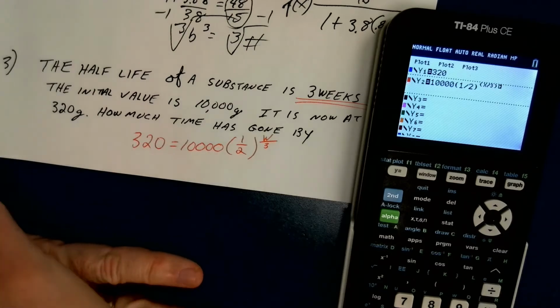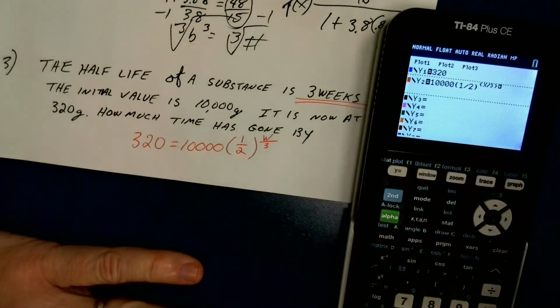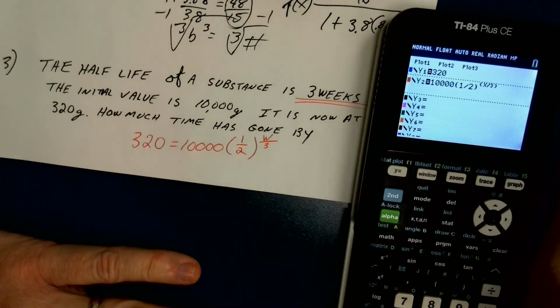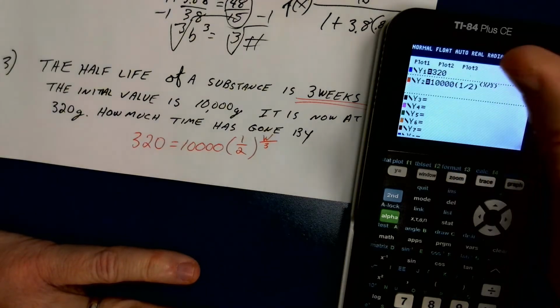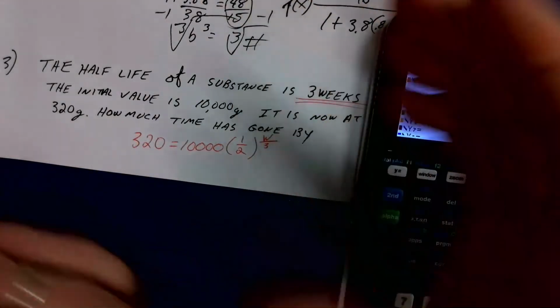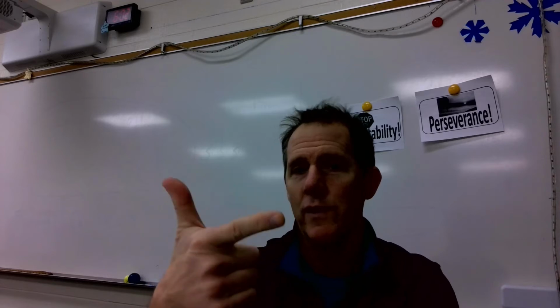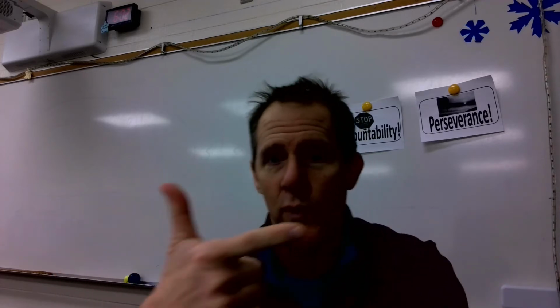Good. Now, before I do anything with this, I'm going to try and get the answer without technology, or get close. So, here we go. 10,000 cut in half once, that's 5,000, right? That's 5,000. Then I cut that in half, that's 2,500. I want it to be 320, right?